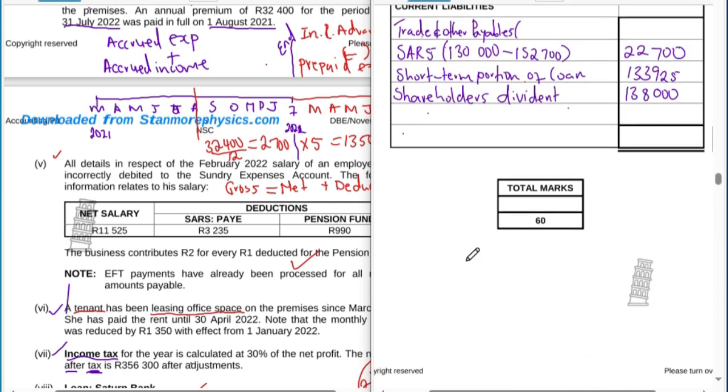And then guys, in this case we are having trade and other payables. We need to know and understand our structure. So under trade and other payables, because we are paying, it's a liability, we need to pay our creditors. We owe our creditors. Then we're going to have what? Creditors control.